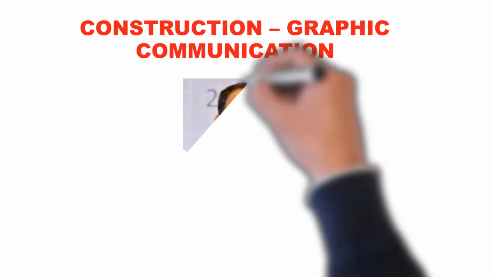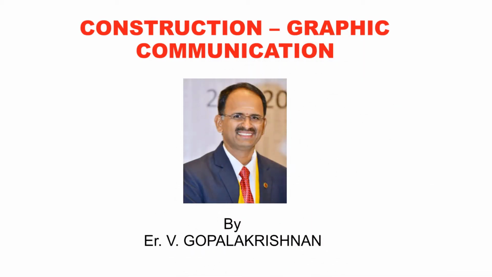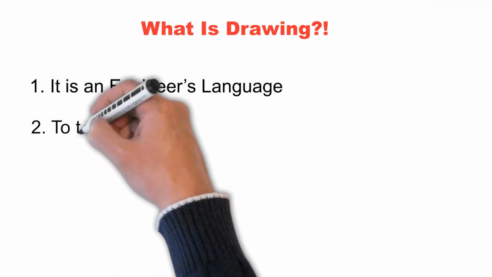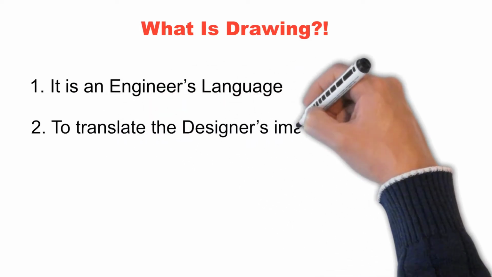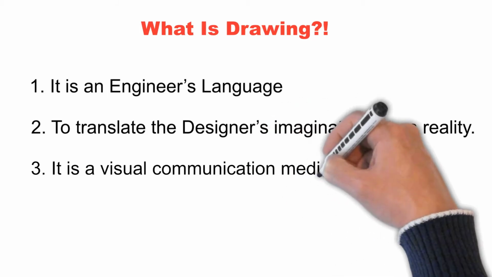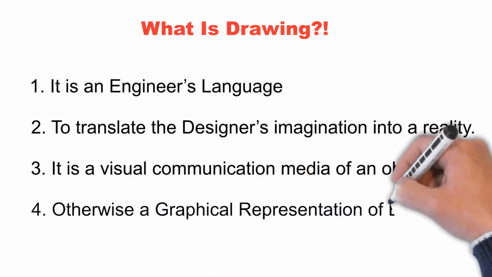Friends, I am happy to share some salient features about construction graphic communication. First of all, let us see what is drawing. Drawing is called the engineer's language. It is to translate the designer's imagination into reality. It is a visual communication media of an object. Otherwise, it is called a graphical representation of a building.